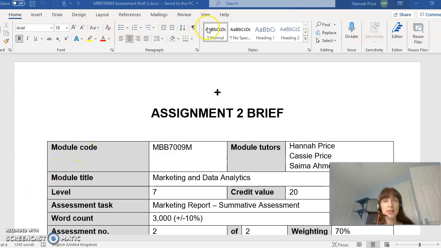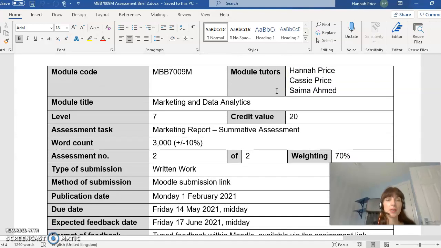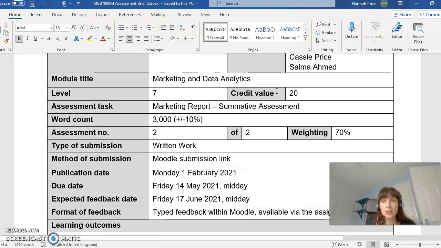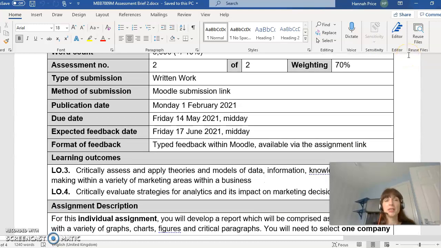The brief is identical to the first one. We've got a 3,000 word report on marketing and data analytics. It can be between 2,700 words and 3,300 words. The submission date here, sorry, is the original one, but we're actually looking at a submission date, I think it's the 2nd of August, and then you'll get your feedback 3 weeks later.